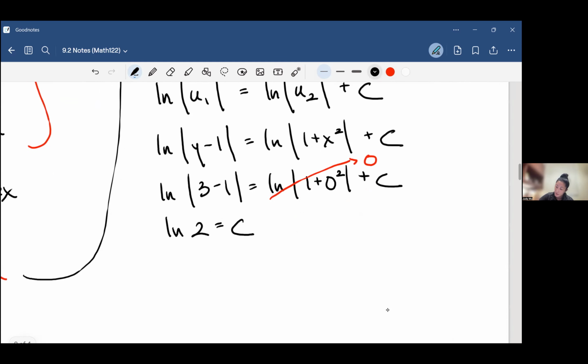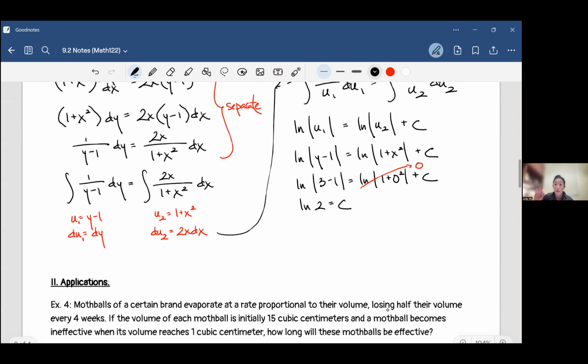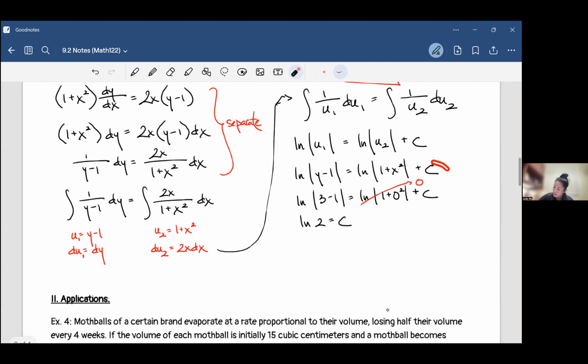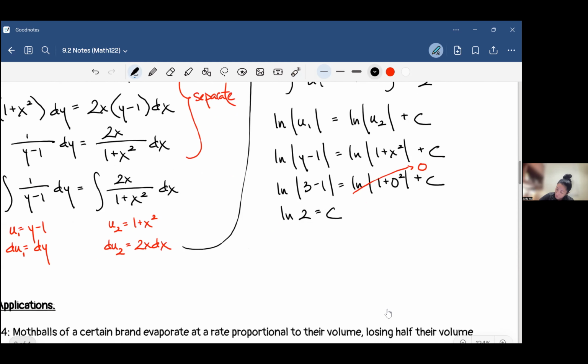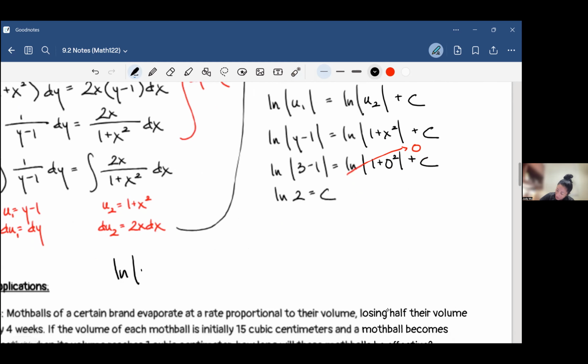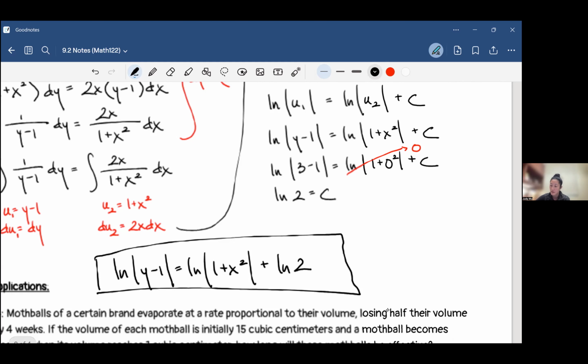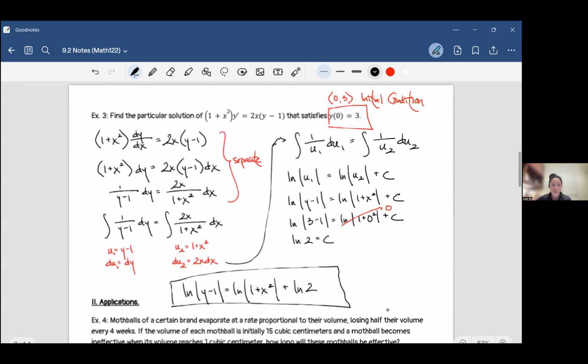And what that means is that our particular solution is going to be this line, but instead of a c, I'm going to write ln 2. So ln(y − 1) equals ln(1 + x²) plus ln 2. This is our particular solution.